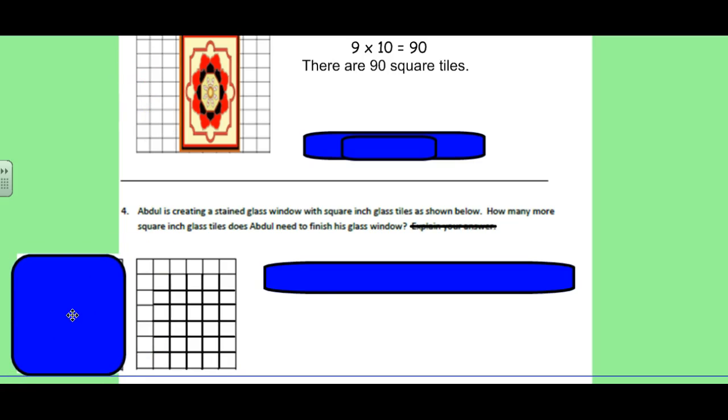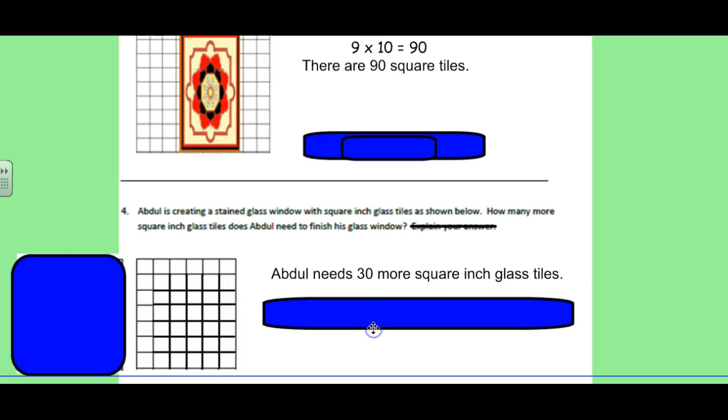Okay, so your rectangle would have looked like this. Fill in all the white space, and the sentence I was looking for is Abdul needs 30 more square inch glass tiles, because there are a total of 42 tiles in this rectangle after you filled in all of the lines. And he started with 12 squares at the beginning. So if you took 42 minus 12, then it left you with 30. So that's how we knew that he needed 30 more square inch tiles.